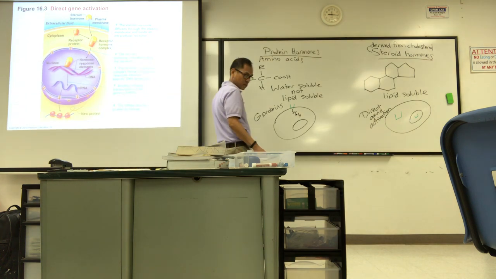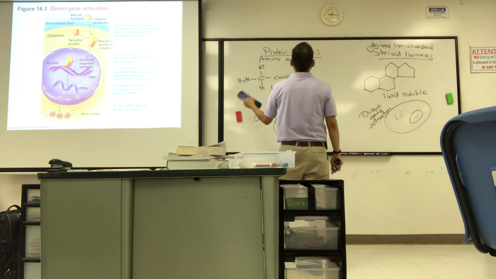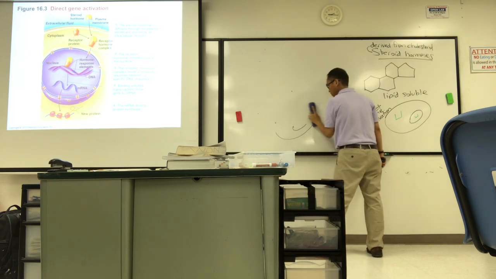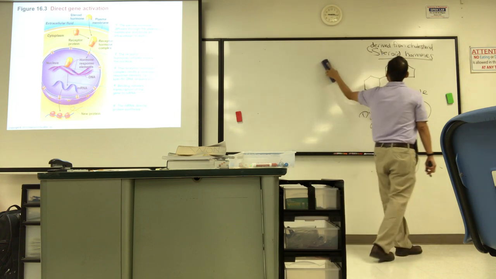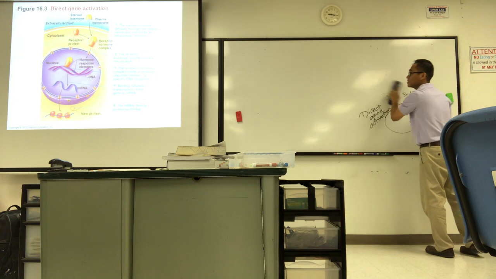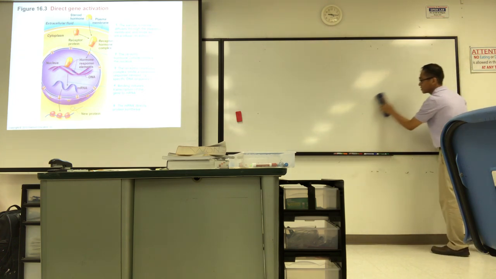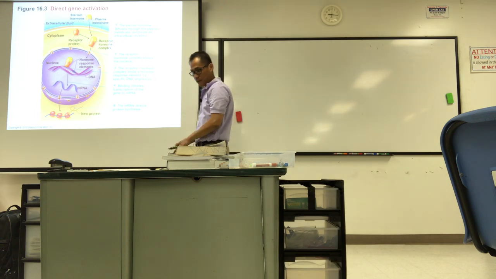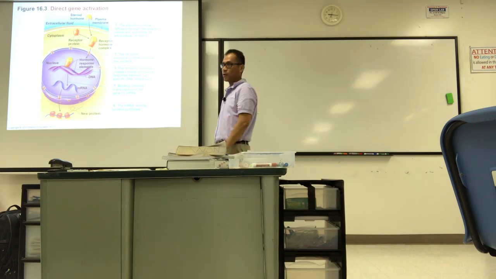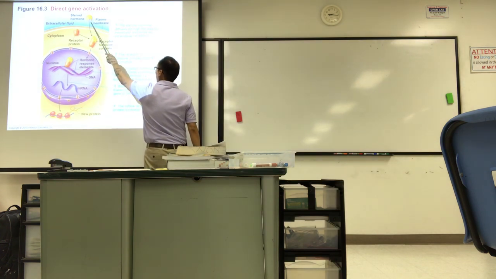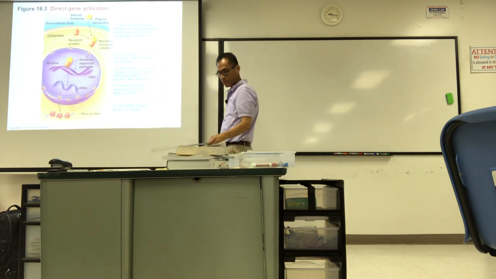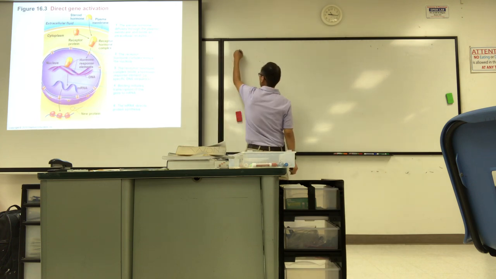Let me clear the board first. Okay, so the first step, they show, well, let me see, you're probably already looking at it already. Okay, what color is the steroid hormone on this figure? Yellow. It is yellow. I don't know if you guys saw that. Let me point it out in case you're looking for it. It's way up there. And the first step says it diffuses through the cell membrane and binds its receptor in the cytoplasm. Okay, so I guess if you're numbering the steps for direct gene activation, that would be step one.